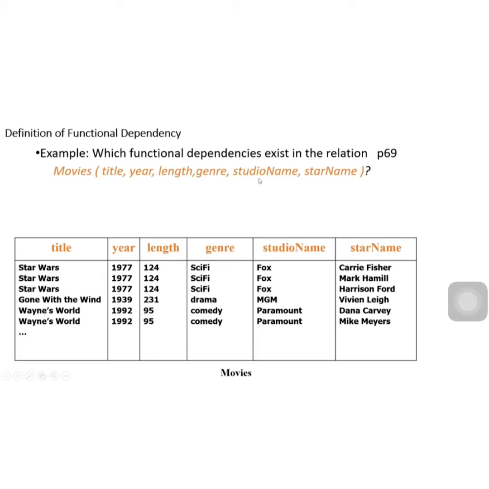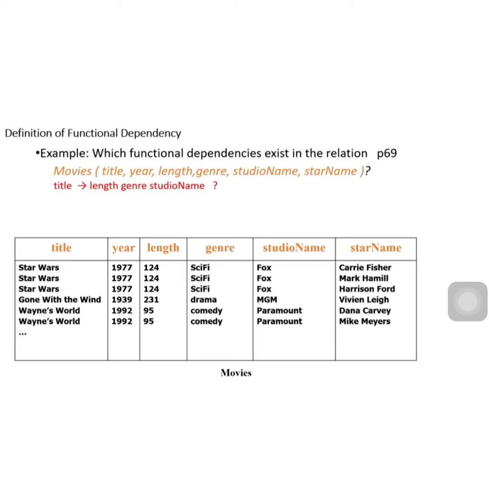And there may be more than one star acting in a movie. These are the attributes of the relation Movies. This is a sample. Based on this sample, title functionally determines length, genre, and studio name. Does it hold?